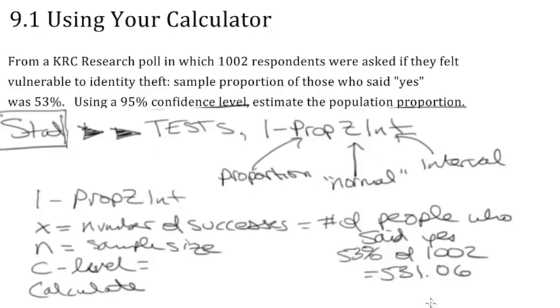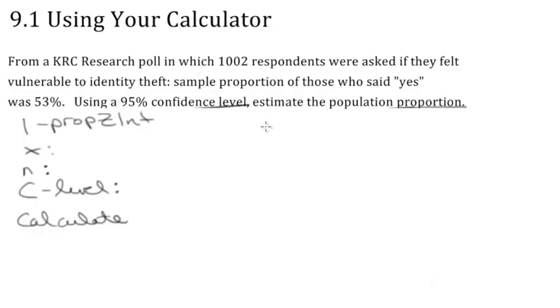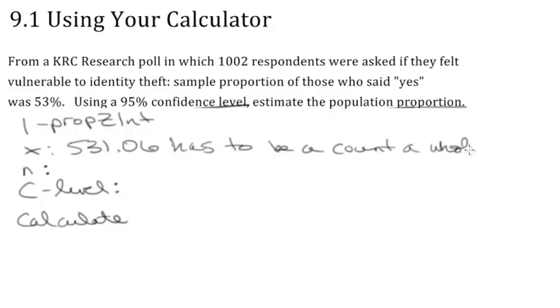Now, if I put that into my calculator, I'm going to get an error message. Hang on a second, let me clear my screen because I've run out of space here. So if I put 531.06 in that space there, I'm going to get an error message. My calculator knows full well that however many people said yes, there wasn't 6/100ths of a person who says yes. X has to be a count. A count of something. The number of successes has to be a whole number.